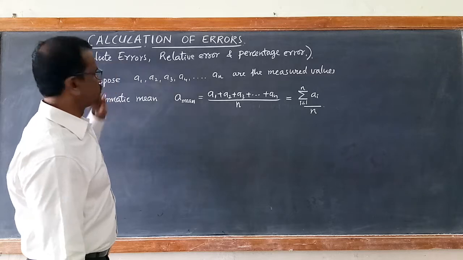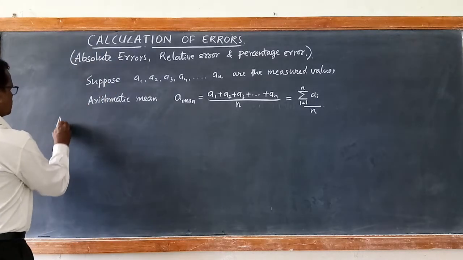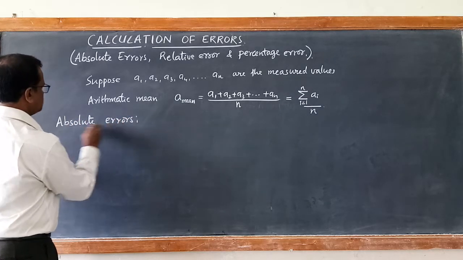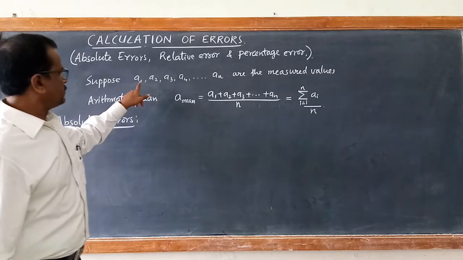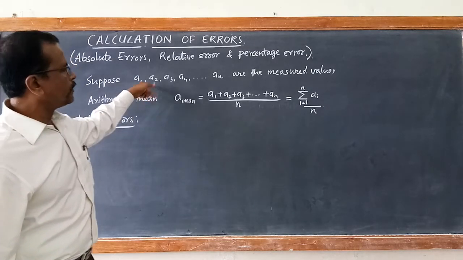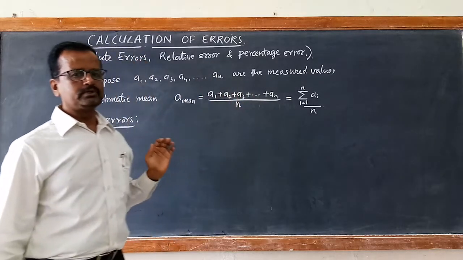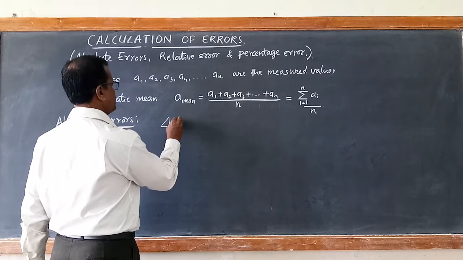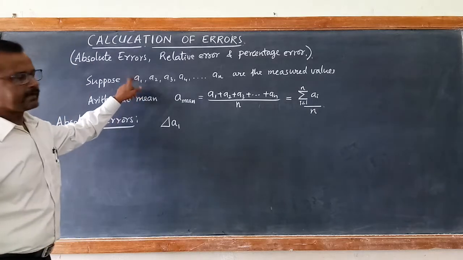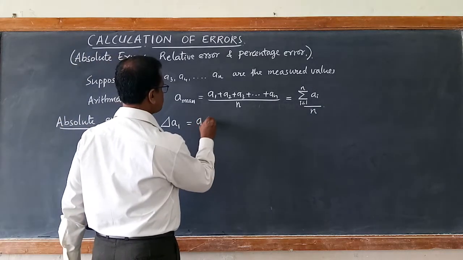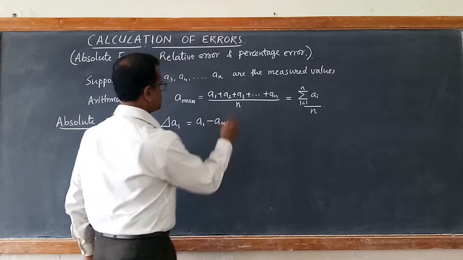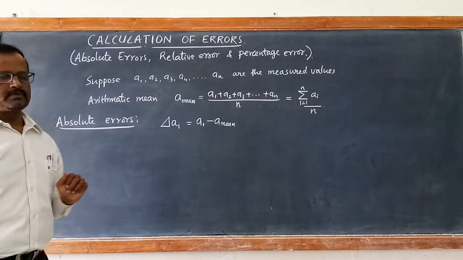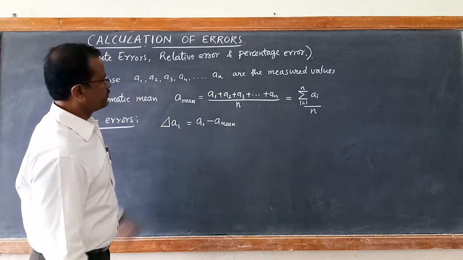Now what is the meaning of absolute error? Now we calculate absolute errors. The difference of the measured value with the mean value gives us the absolute error. For example, this difference is denoted by delta. Delta A1 means A1 minus A mean. So like that we calculate absolute errors for all observations, for all the number of measured values.